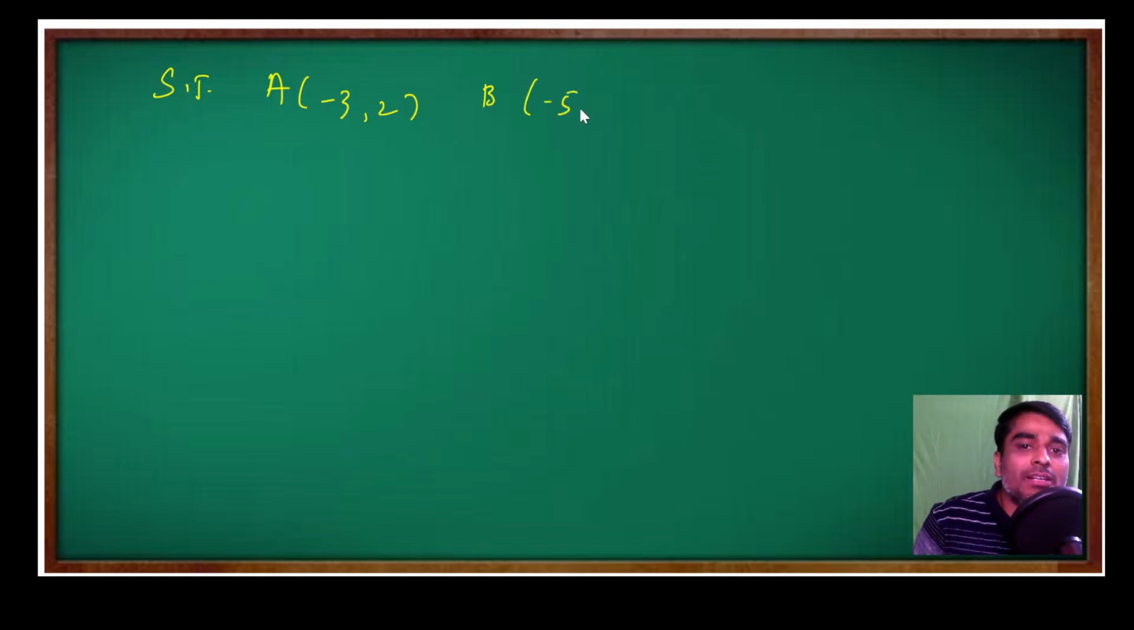Basis of rhombus. Okay, one more question for 3 marks. Show that points A(-3, 2), B(-5, -5), C(2, -3), D(4, 4) are the vertices of a rhombus.